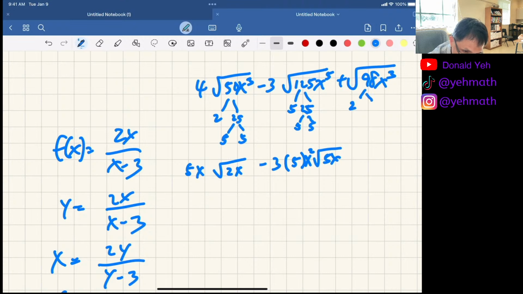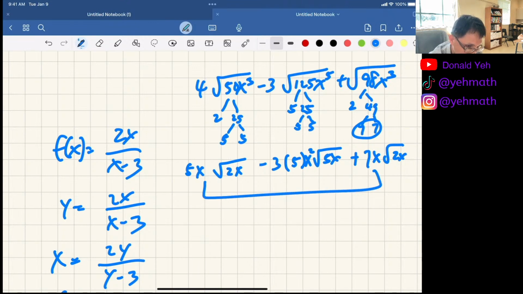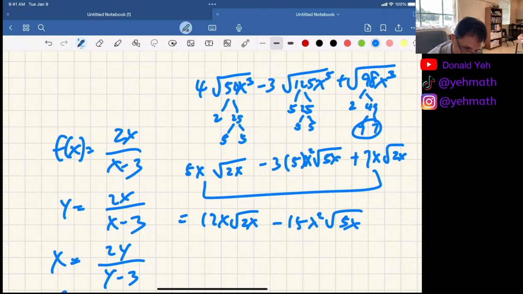This is 2, 49, 7, and 7. What can you take out here? You can take out this, which is 7, and be left with 2 inside. X and x. Now, only those two can subtract, because when adding and subtracting, they call it like radicals. So that is going to give you 12x square root 2x minus 15x squared square root 5x.